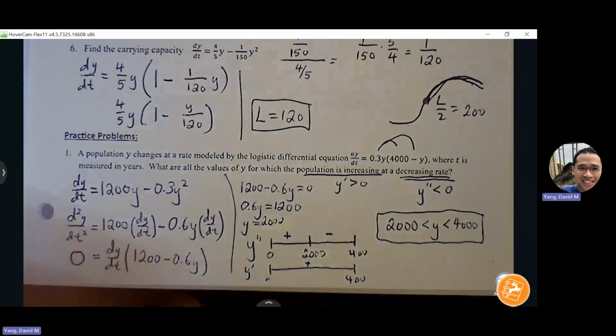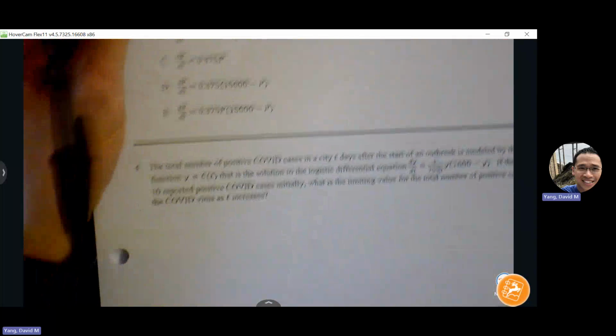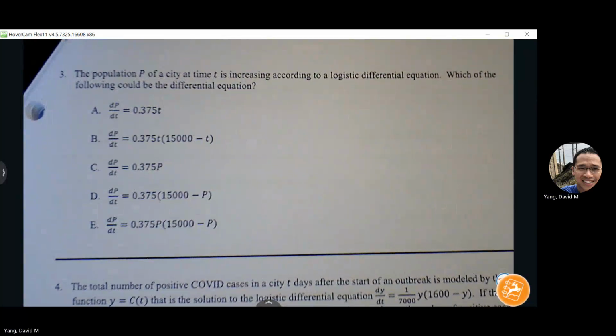Okay, I want to skip number 2 here, and let's begin to look at some of the multiple choice or the questions that feel more similar to AP problems and the ones that you're going to see. So page 23.